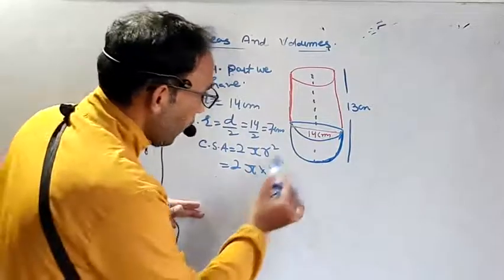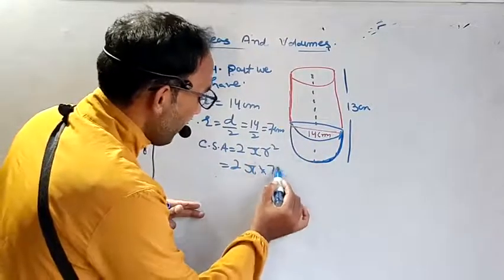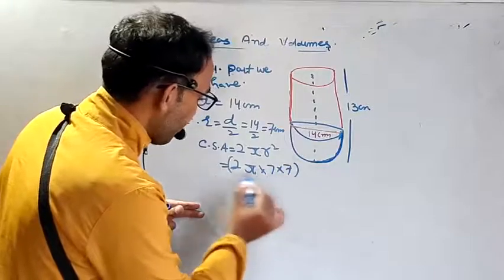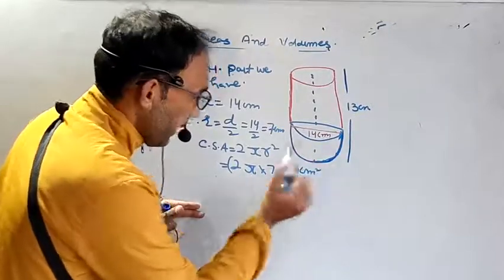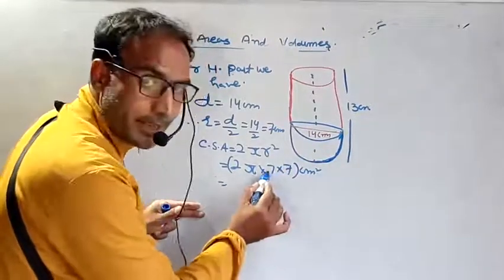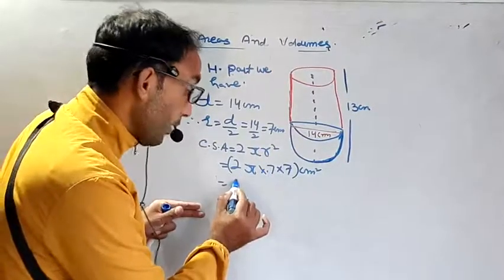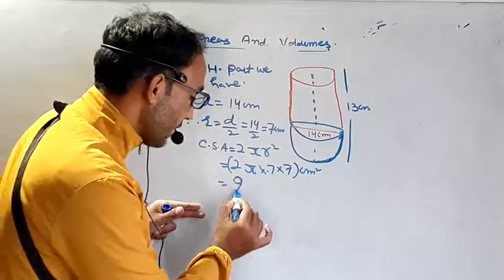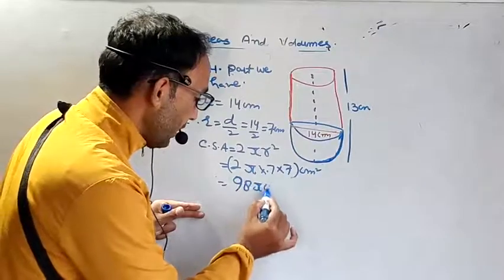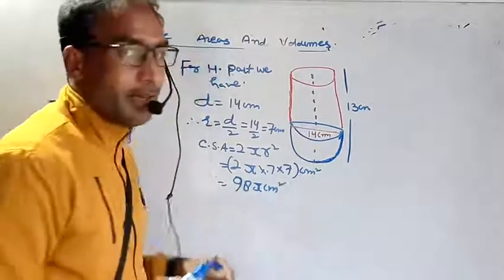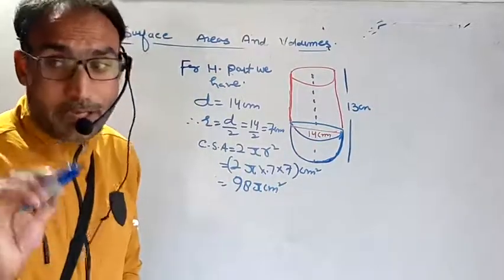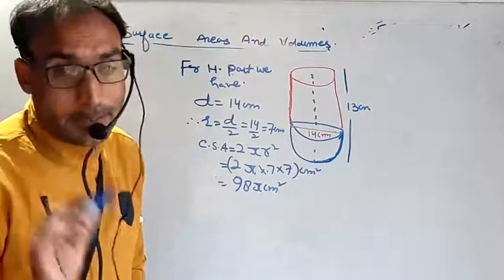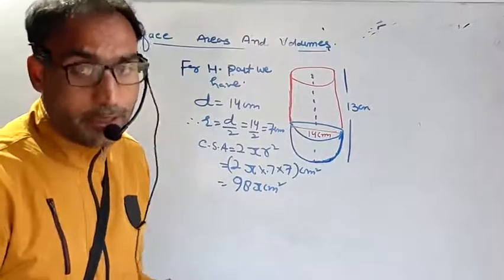What's the value of r? r is 7 into 7. Yes. जब हम इसको सिंपलीफाई करेंगे, ये क्या बनेगा, 7 into 7, that is 49. 49 into 2, that is 98 pi centimeter square. Why centimeter square? Because area is always represented in square units.